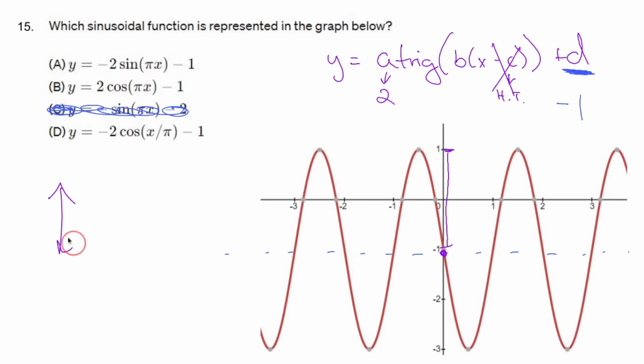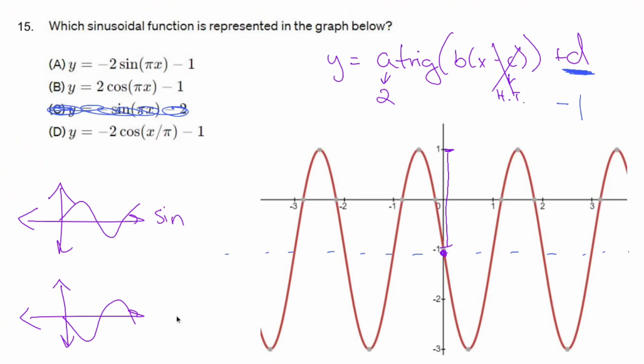Now sine, regular sine, when graphed, looks like this. This guy is the flipped version of it where it looks like that. So if this is regular sine, then this is going to be negative sine. So the answer's got to be A.